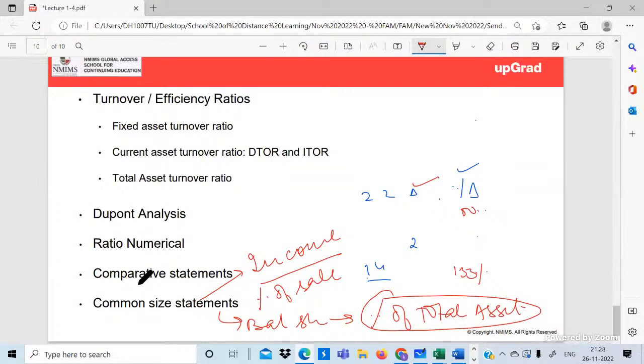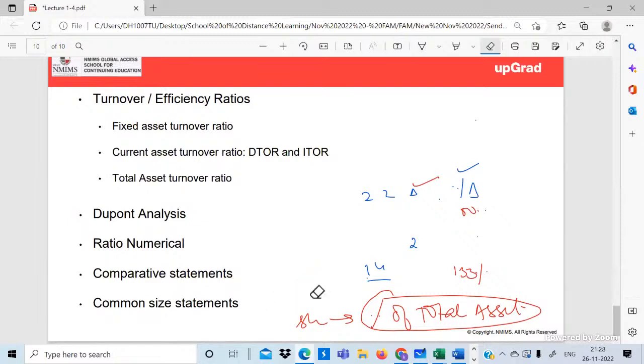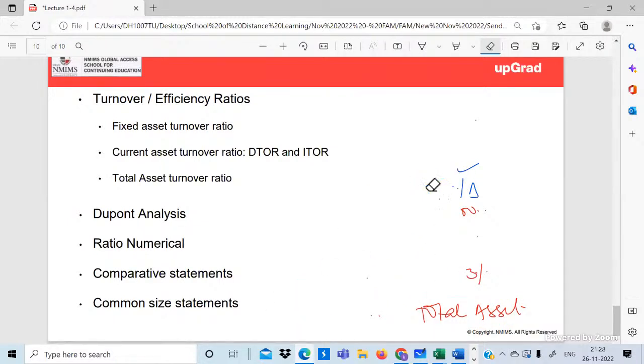Any doubt with a comparative or a common size statement? Yep. Any questions? Otherwise, I think we're done. Batch, any questions? Any queries? Any doubt that you'll have? Okay. Just a second. I got a few questions.